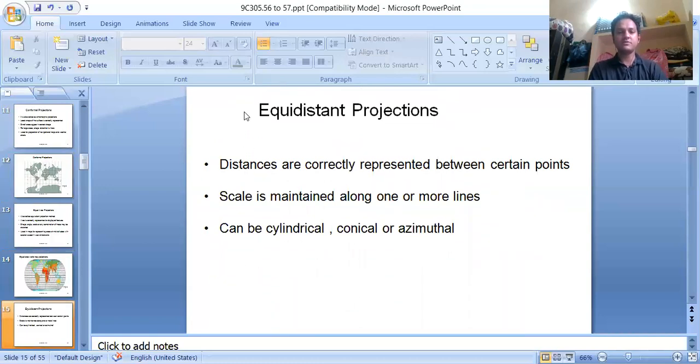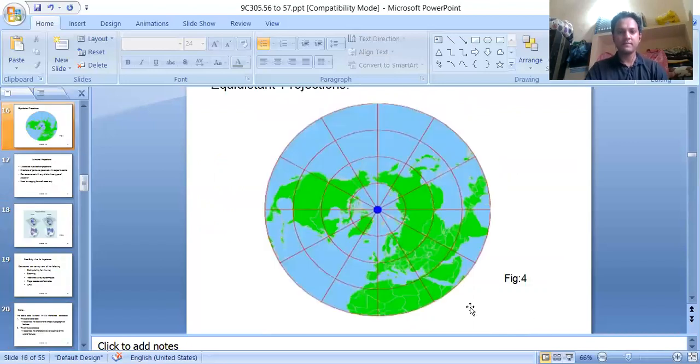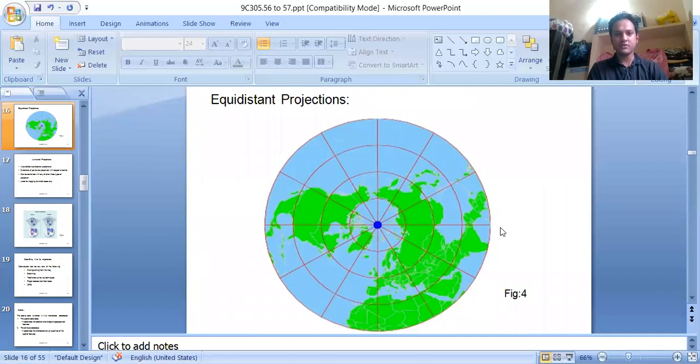Then equidistant projections. Distances are correctly represented between certain points. Scale is also maintained along one or more lines. It can be cylindrical, conical, or azimuthal. So the name itself suggests that distances are correctly represented between certain points on the map. Scale is maintained along one or more lines. So this shows an equidistant projection.